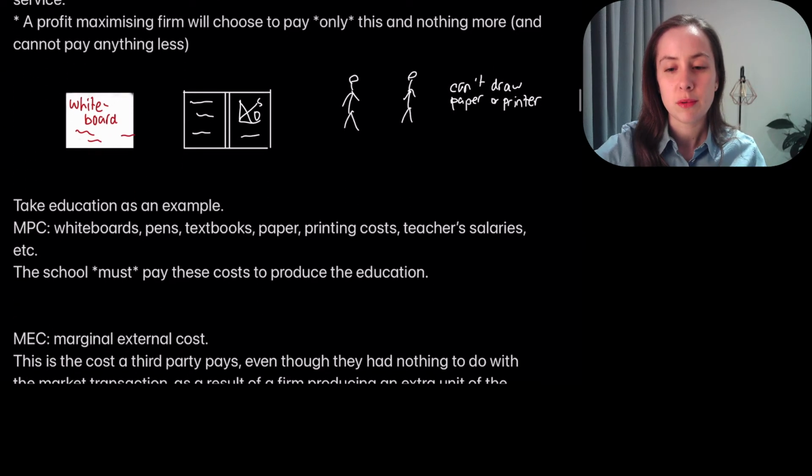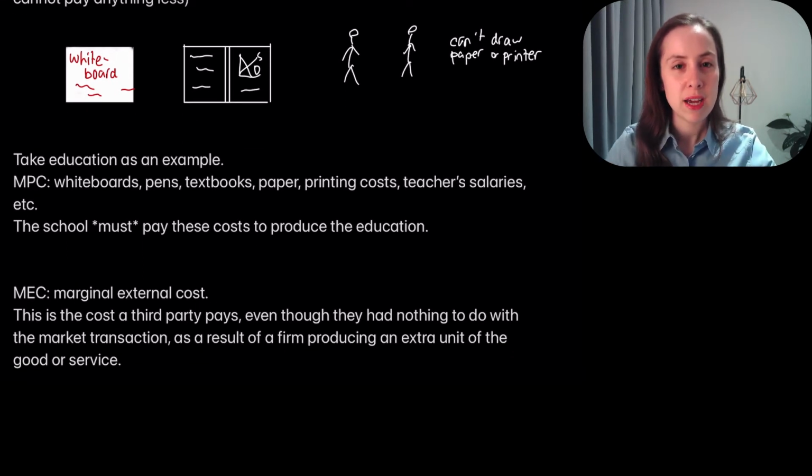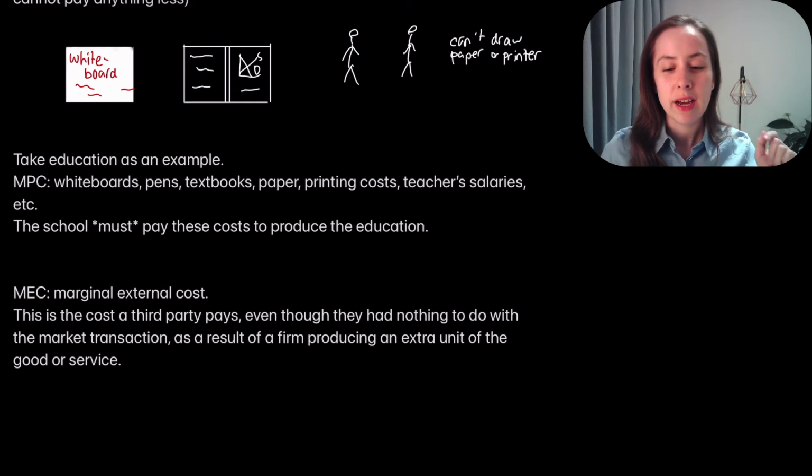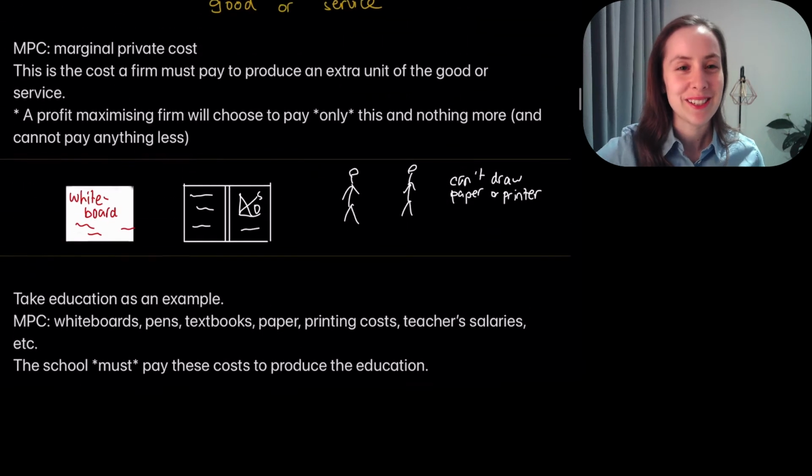And here's an example. I have education as an example. The costs the firm has to pay are the MPCs, and that is the cost of the whiteboards, the pens, textbooks, paper, printing costs, you name it. These are the costs to provide education in a typical school. The school must pay these costs. Here I have the picture of the whiteboard and a textbook to illustrate that.